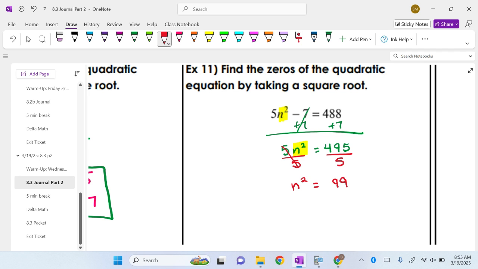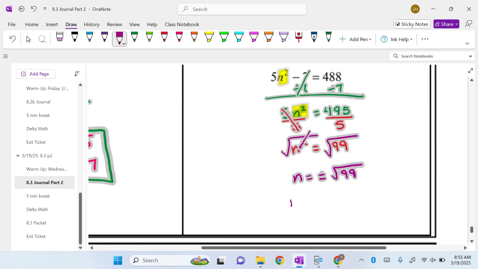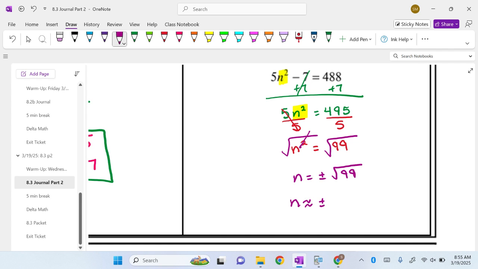And then what's my last step? Square root both sides. This goes away. n is equal to plus or minus the square root of 99, because 99 is not a perfect square. Which, if you put it in your calculator, n is approximately what? 9.95. So plus or minus 9.95. That's the exact, and that's the approximate.